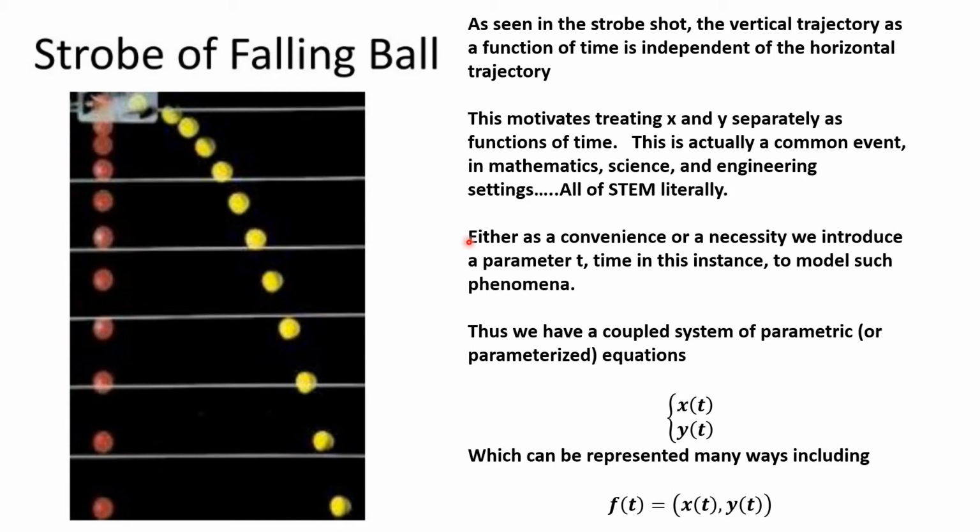So, either as a convenience or a necessity, we introduce a parameter t, time in this instance, to model this phenomenon. Thus, we have a coupled system of parametric or parameterized equations, x of t and y of t, which can be represented in many ways, including f of t equals x of t, comma, y of t.